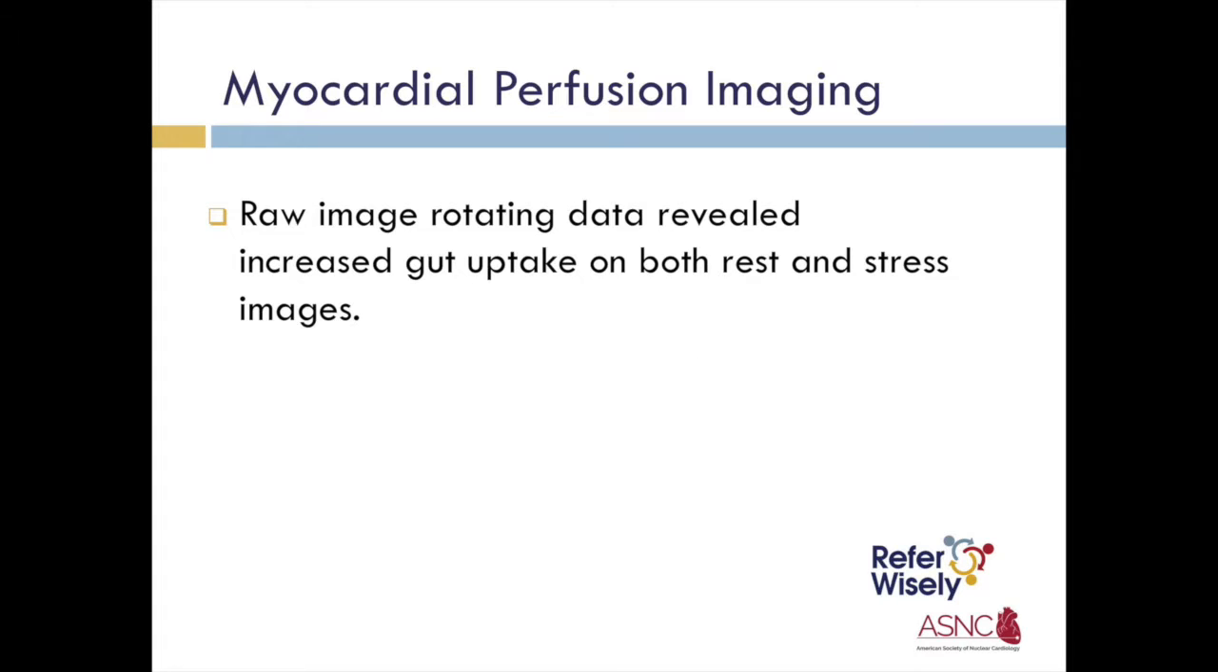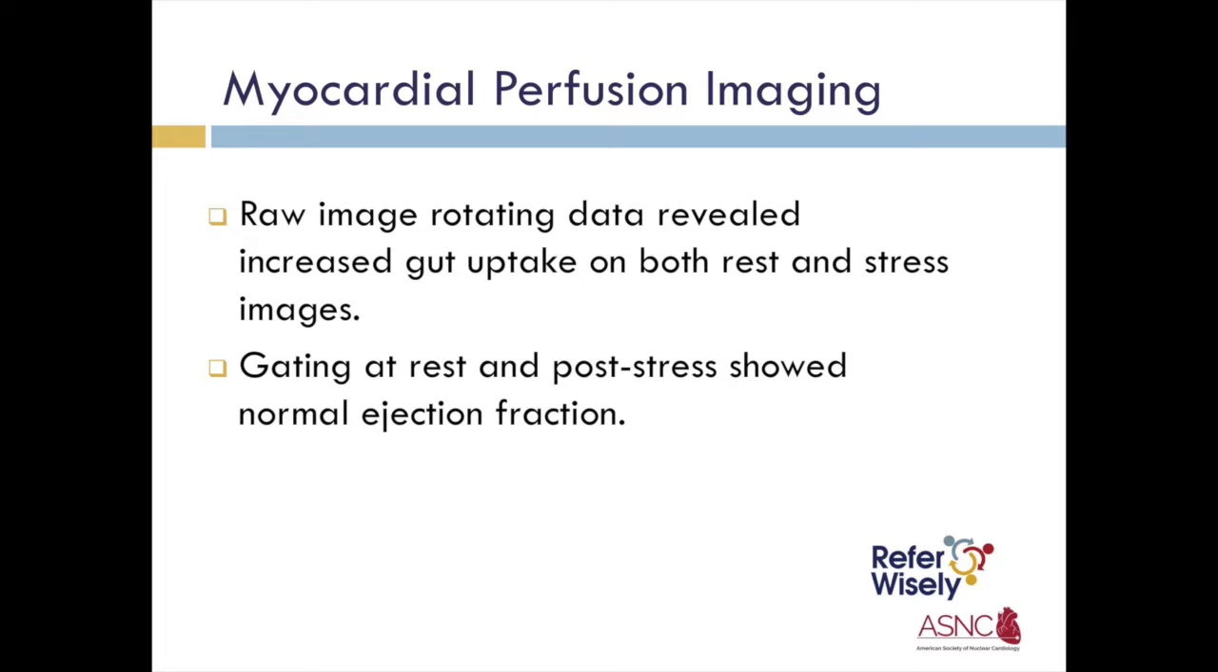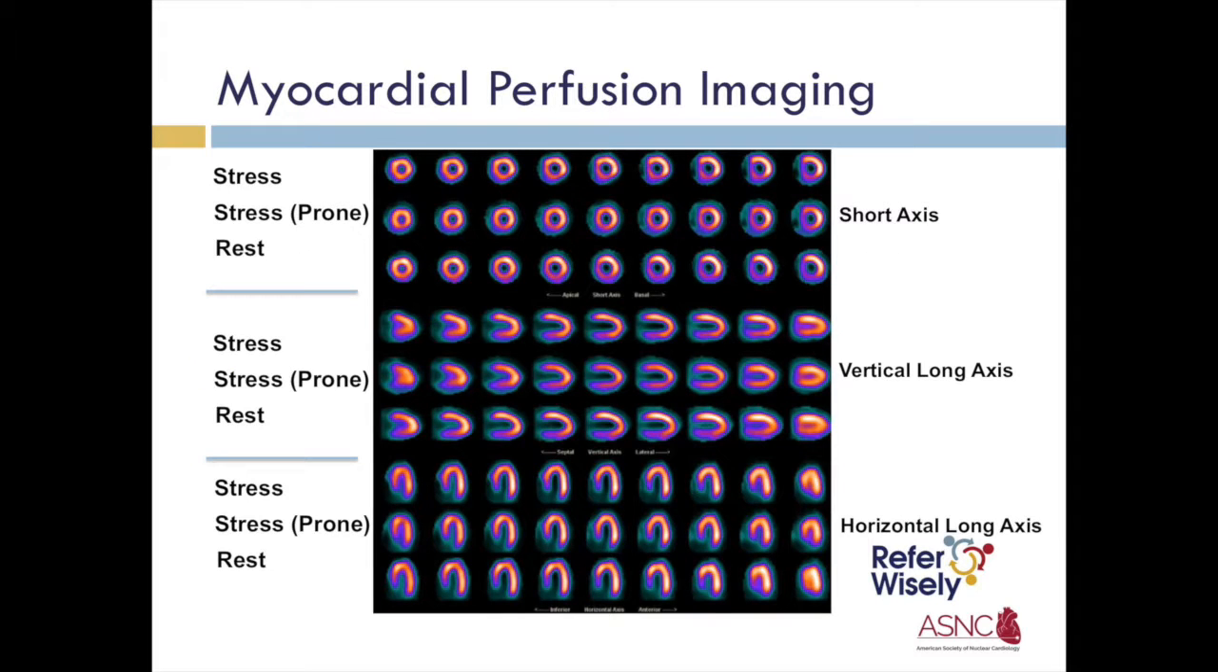When gating and looking at the squeezing function of the heart, both the rest and post-stress showed normal ejection fraction, and there was no evidence of high-risk features, including transient ischemic dilatation. Going back to the perfusion images, we can see that the stress images, the top lines of each of the 3 segments, versus the rest images, the third line of each 3 segments, are similar, showing fixed inferior wall deficits, which, given the gut that was noted on the raw data and the normal wall motion, is consistent with attenuation.